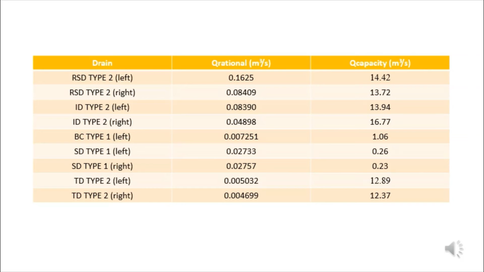After we finish calculating our Q capacity, we can compare our Q rational value with the Q capacity value. The Q rational value should be smaller than the Q capacity to ensure the drainage does not flood. In our project, we can see that for all types of drain, our Q rational value is smaller than the Q capacity value.